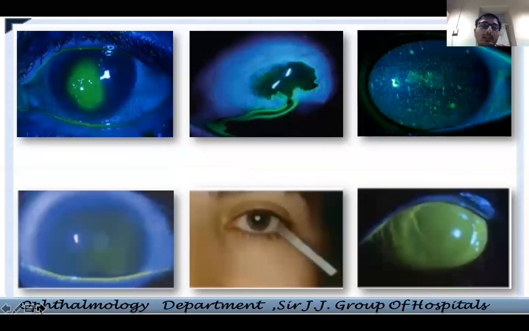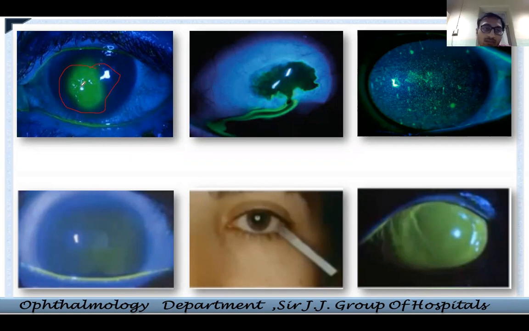So these are basically uses of the fluorescein that I want to highlight, and again you should know where you can use it. I have not put the yellow light picture, but this is basically an infiltrate, or you can say a corneal ulcer with the stromal infiltration and the epithelial defect. So this can be very well stained.